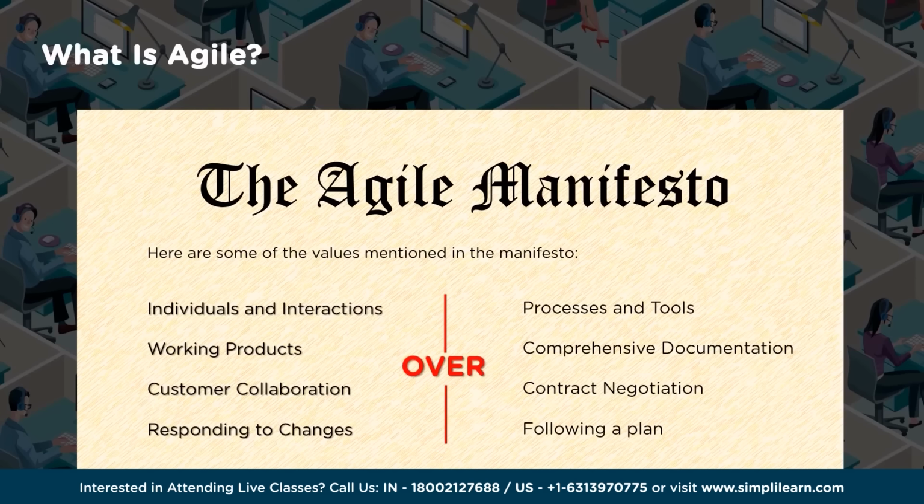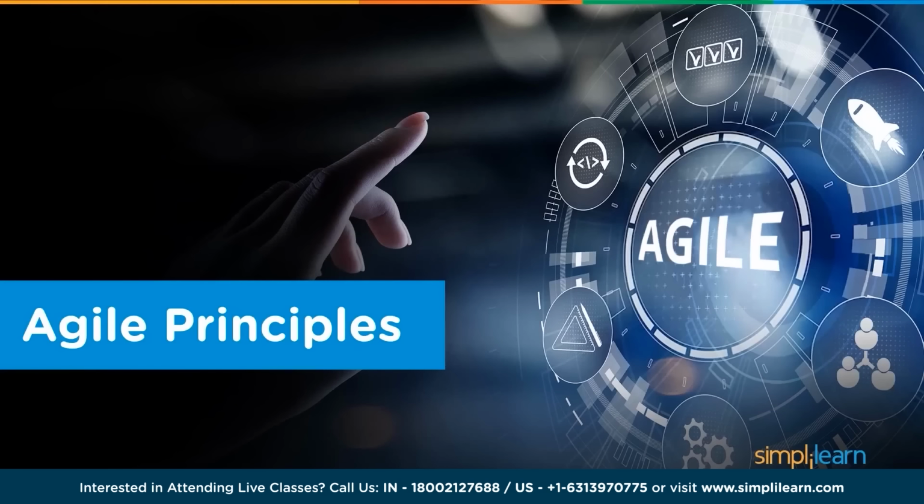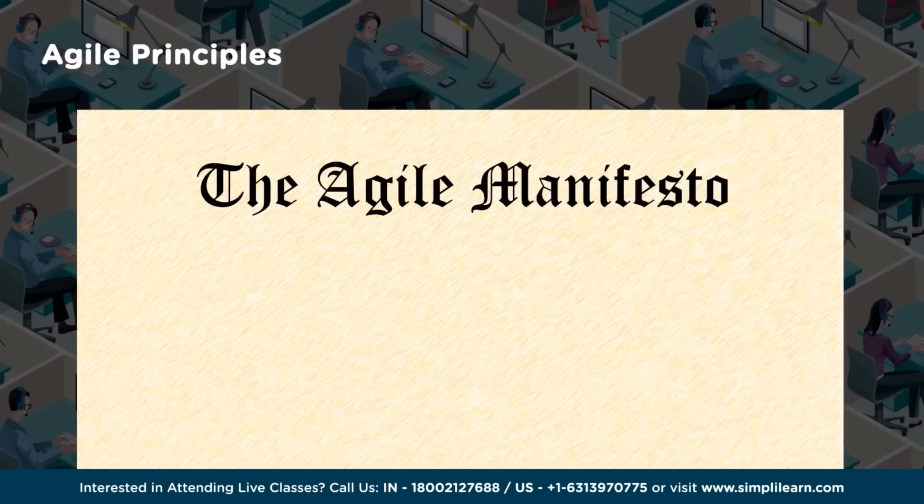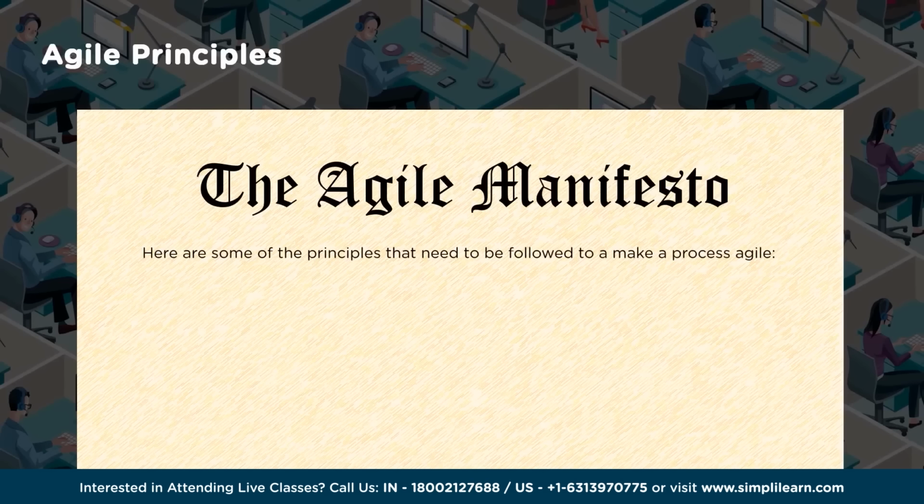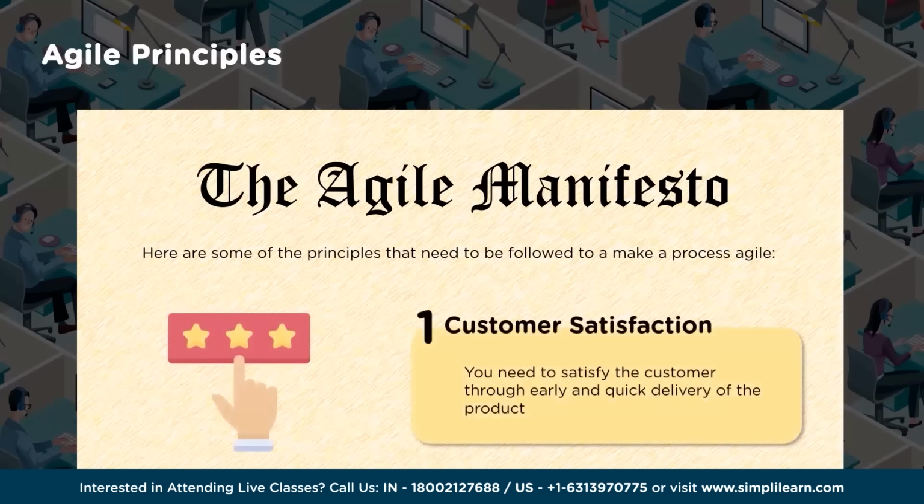Now, keeping this Agile Manifesto of 12 principles, all the Agile methodologies have created their own approaches and frameworks. Now, let us look at what those 12 Agile principles are. So, here are some of the principles that need to be followed to make a process agile. The first principle is about customer satisfaction. One needs to satisfy the customer through early and quick delivery of the product.